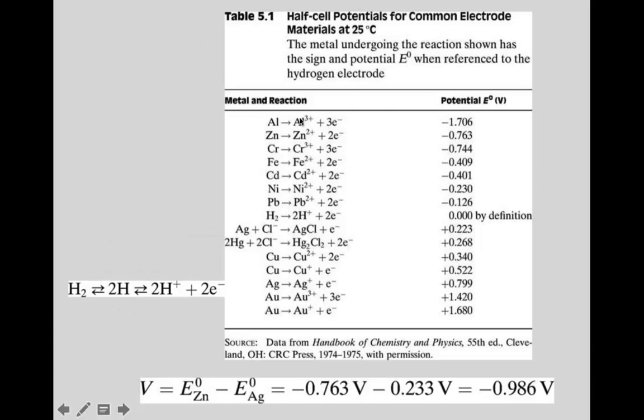So here are some examples of just different half-cell potentials. As you can see, this was published in 1975. Very little has changed since then. This was the work of early electrochemists.